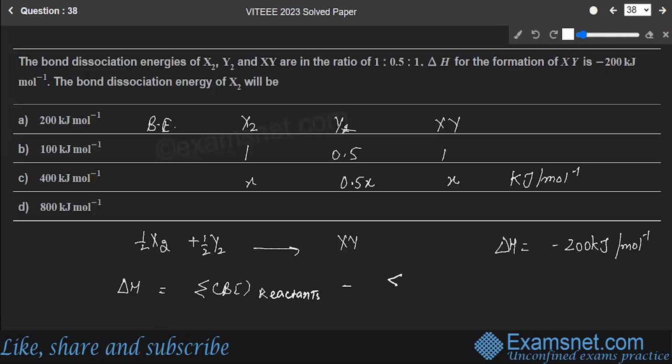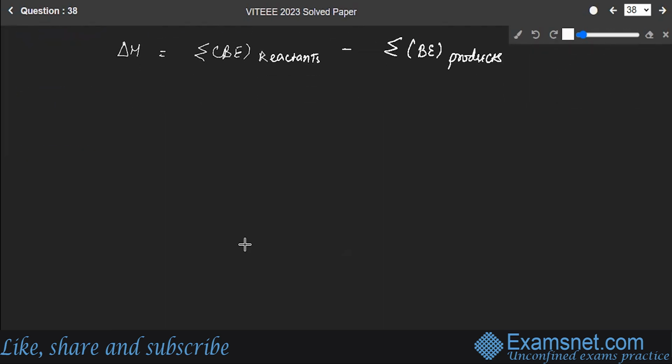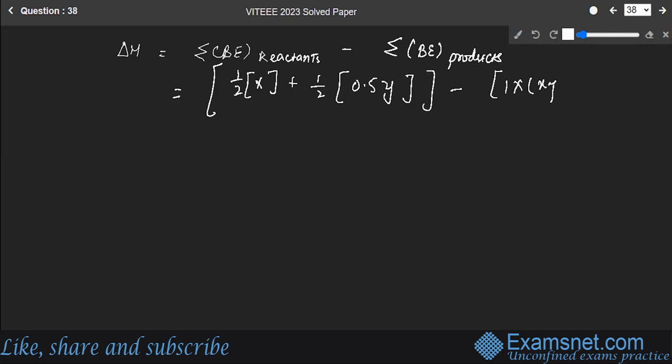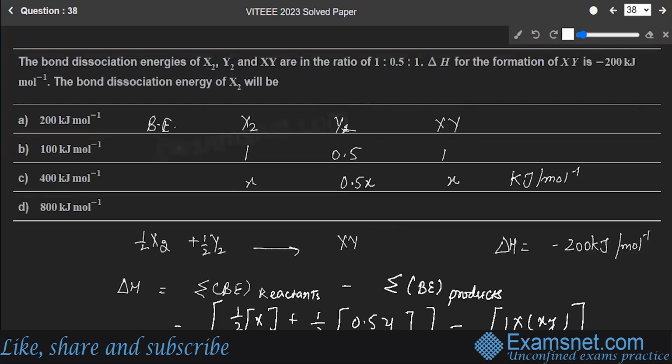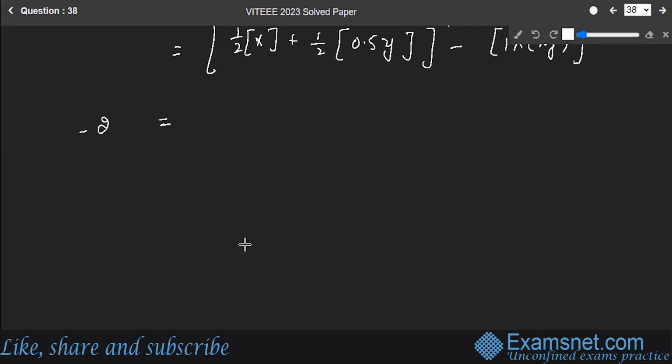minus the summation of bond energies of your products. Okay, so let's write down that. Now bond energies of the reactants is equal to half of X plus half of 0.5 Y minus 1 into XY. Okay, so this is equal to, on solving, you are given that this is equal to minus 200.